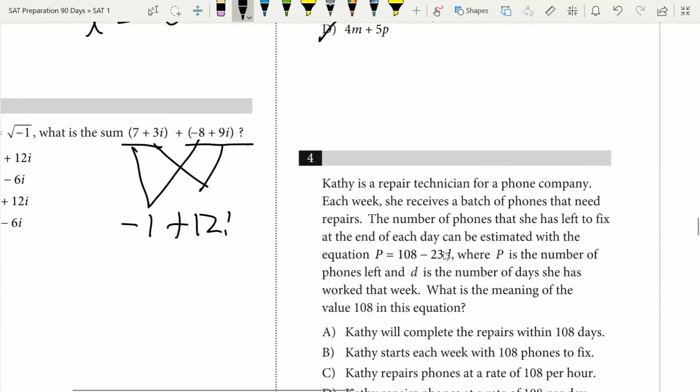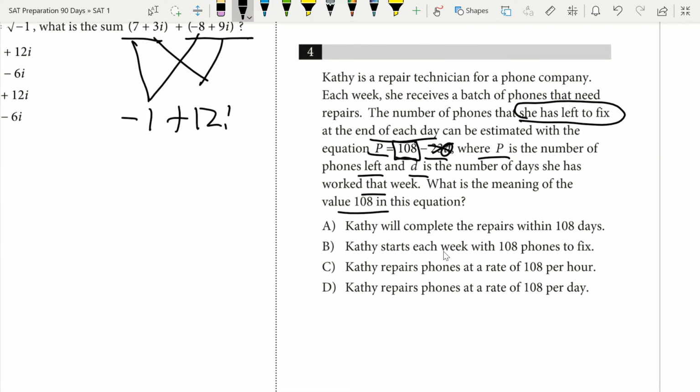Question 4. Kathy's a repair tech for a phone company. Each week she receives a batch of phones that needs repairs. The number of phones she has left to fix at the end of each day can be estimated by the equation P equals 108 minus 23D, where P is the number of phones left, D is the number of days she worked. What's the value of 108? Okay, 108 I see is going to be my intercept, so if I work 0 days, I still have 108 phones left to fix. So that's going to be the amount of phones she starts each week with then that she has to fix. So we have option A, Kathy will complete repairs within 108 days. No. B, Kathy starts each week with 108 phones to fix. Yes, that's correct. Okay, so 4 answer there is going to have to be B.